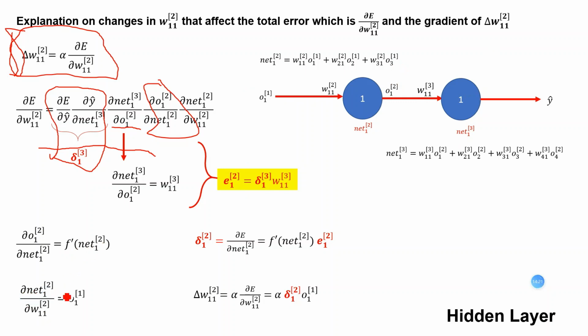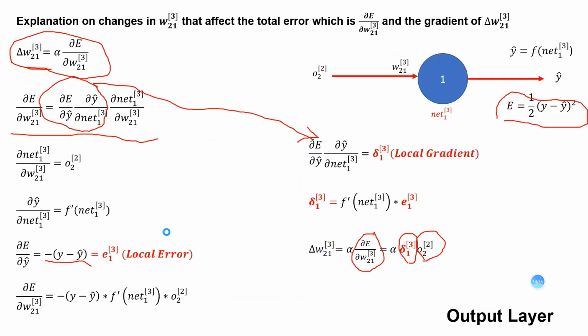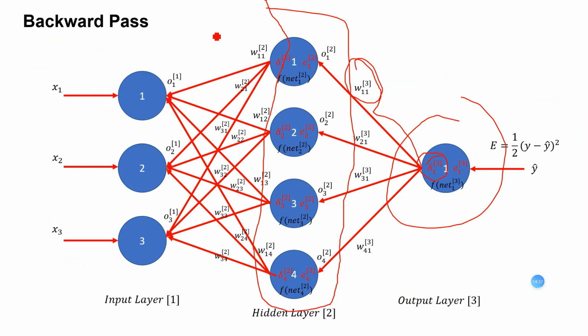Then we need to know about the last part of this equation, delta net 1 of the hidden layer over delta W11 of the hidden layer. All this we can get from the graph, going from here through the hidden layer to the input layer. So we can see the output is output 1 of the input layer.